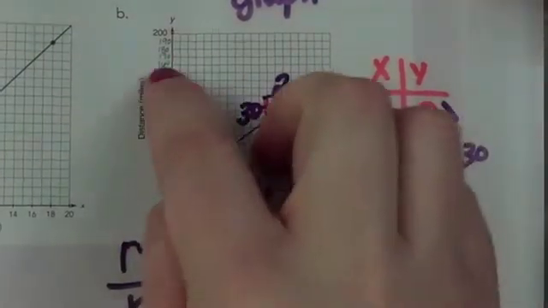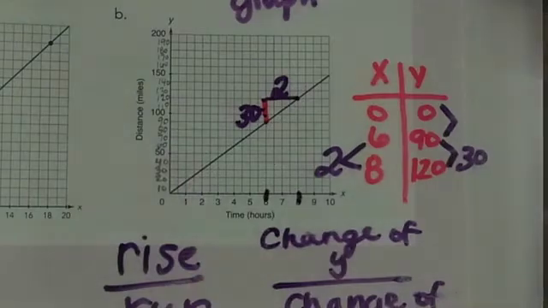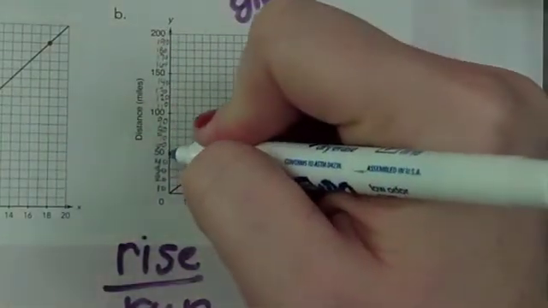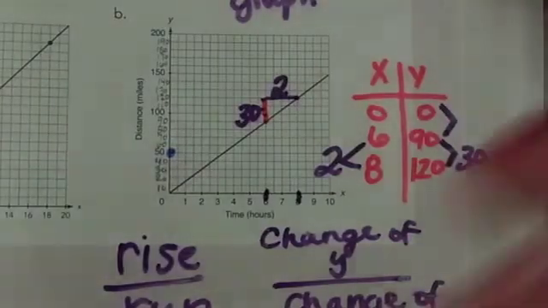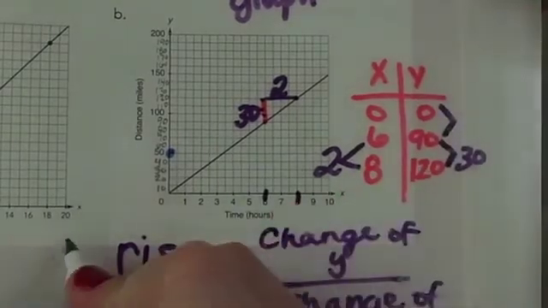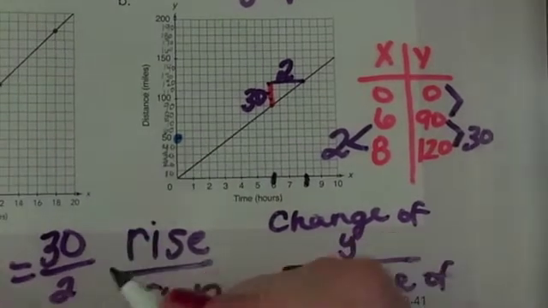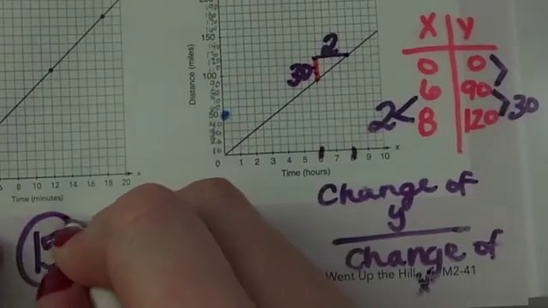If instead of starting at 0, what if we started at 50? So let's start at 50 instead. So we're going to start here. Oh, sorry, I didn't finish the slope. So if it was 30 for every 2, you would divide 30 by 2. 30 divided by 2 is 15. So that would be our actual slope.